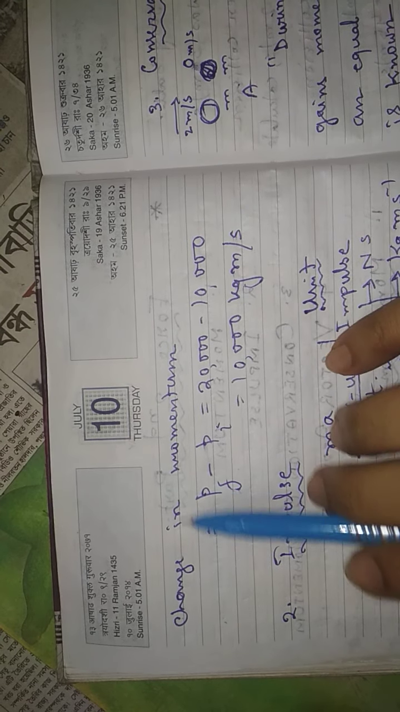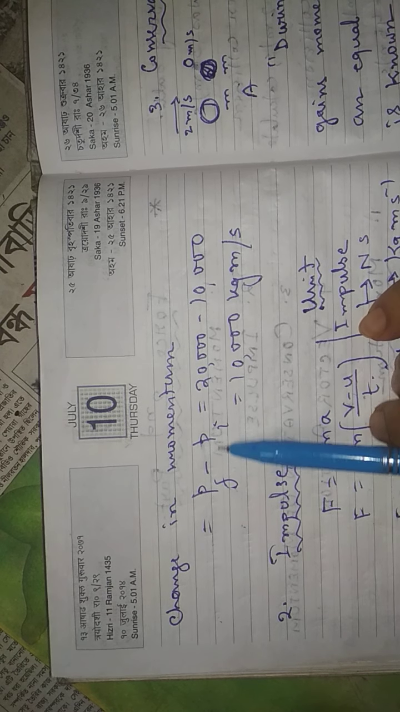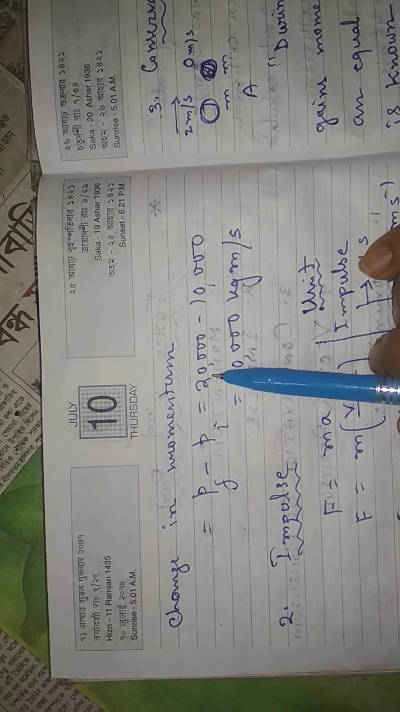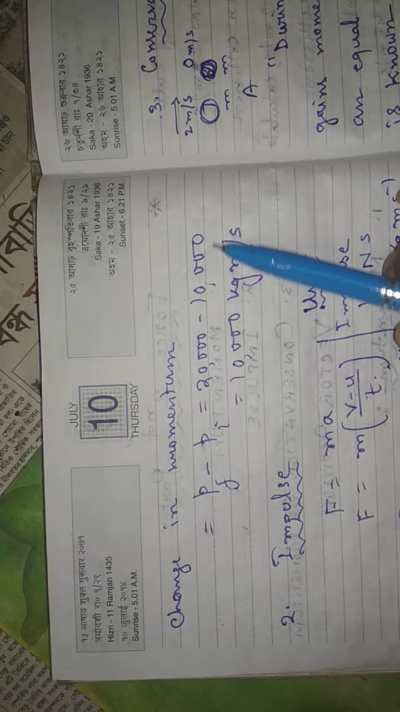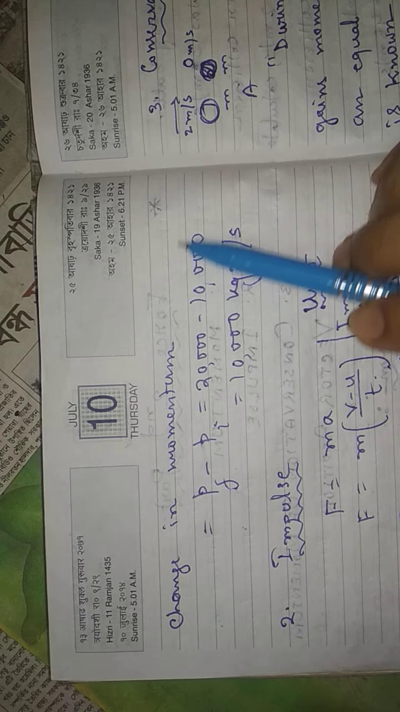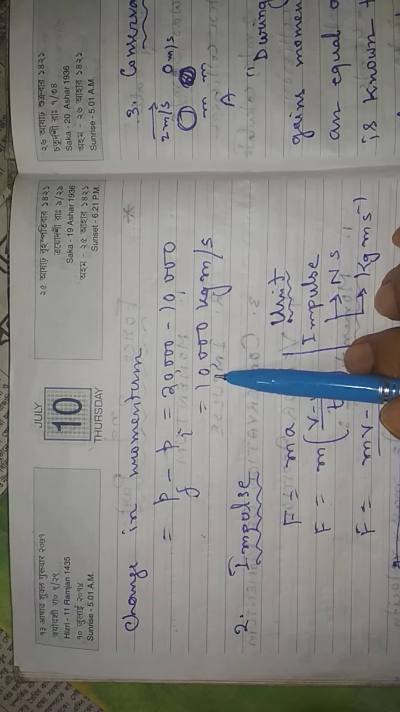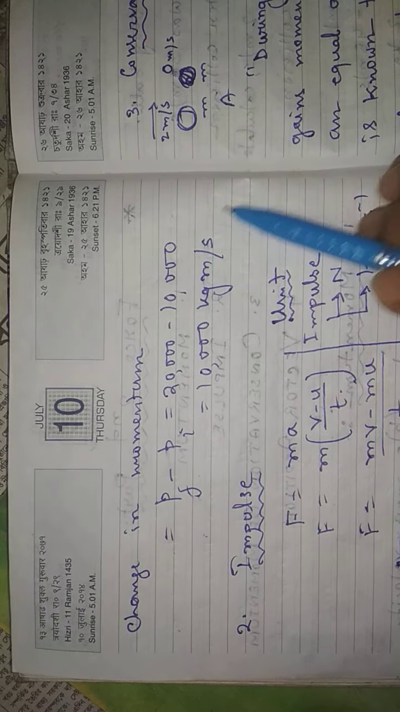So what is the change in momentum? Change in momentum means final momentum minus initial momentum. So finally we had 20,000 final momentum, and initial momentum we had 10,000. If we subtract these two values, we will get 10,000 kg meter per second momentum. So this is our change in momentum.